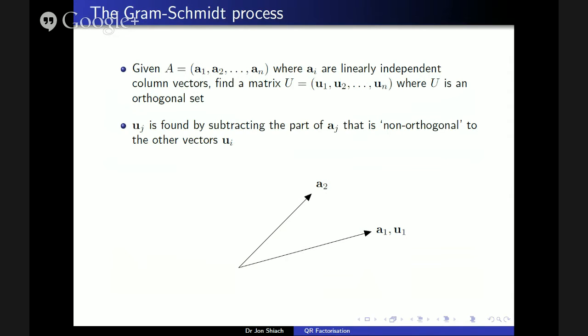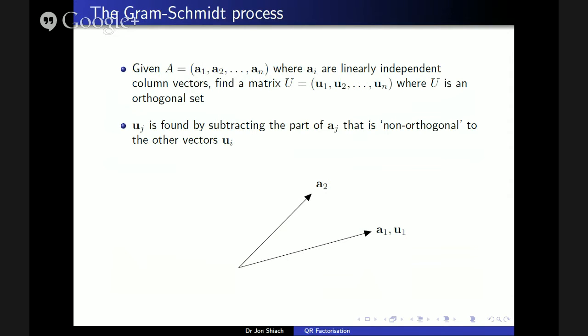Okay, what we have is a matrix A, and matrix A consists of n vectors, which are all column vectors. So A1 will be a column vector, A2 a column vector, etc. And we're going to assume that the A's are linearly independent column vectors, so they aren't multiples of each other.